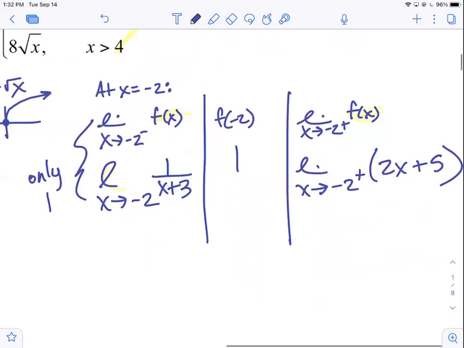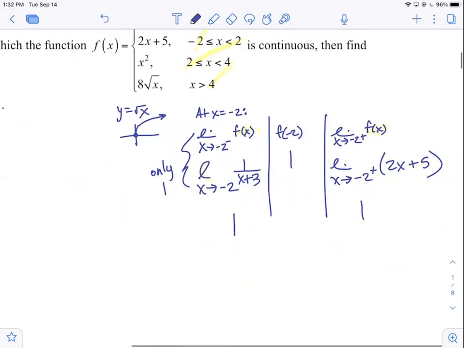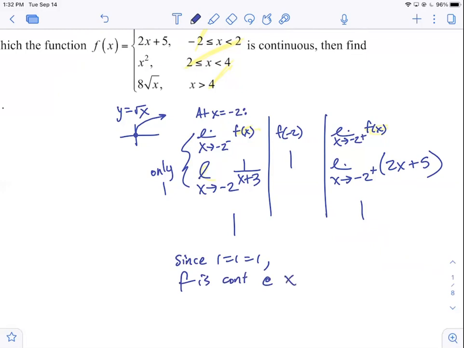If I plug in a -2, 3 minus 2 is 1. 1 divided by 1 is 1. And over here, I know I'm going to also get 1. So now if we had to justify, we would say, because 1 equals 1 equals 1, f is continuous at x equals -2. So that was a really good baton exchange. One guy was standing right where the other guy was standing when he let it off and passed it on.